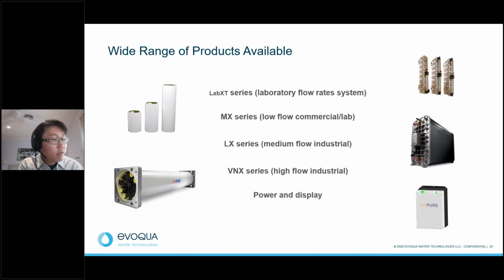So we have a wide range of products. For the lab flow rates, on the top right-hand corner, that is called the Lab XT series. And on the top left-hand corner, we have the MX series, that is for low flow. After that, it is the LX and the VNX modules, that's for medium and high flow. And to pair all this up, there are also some power components if you want to use.